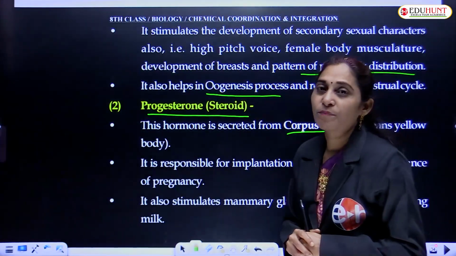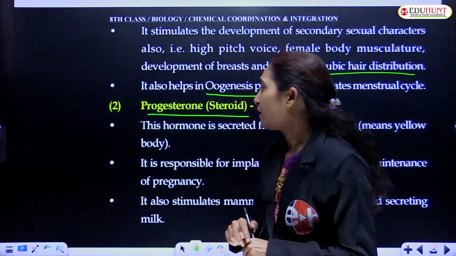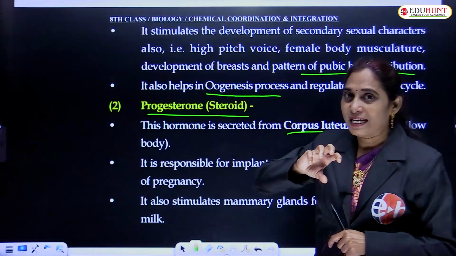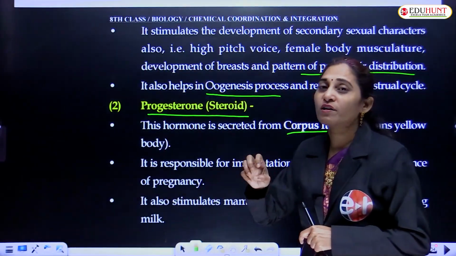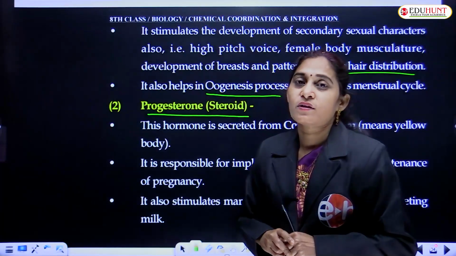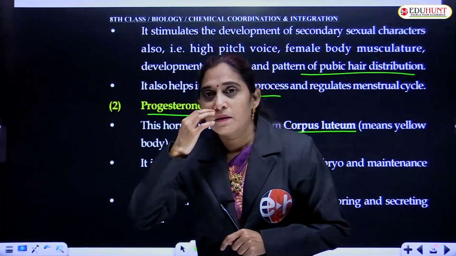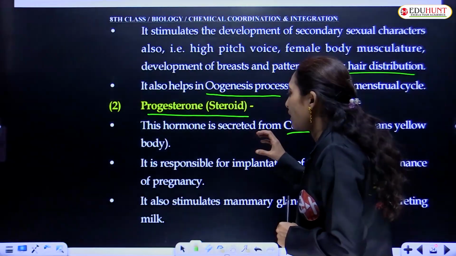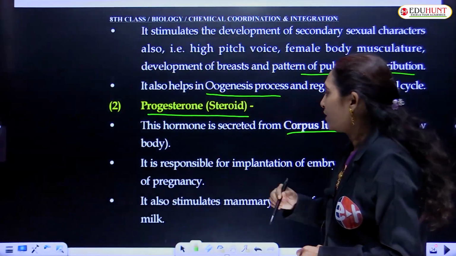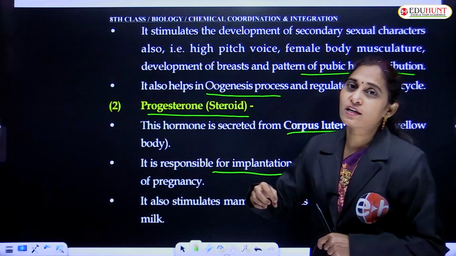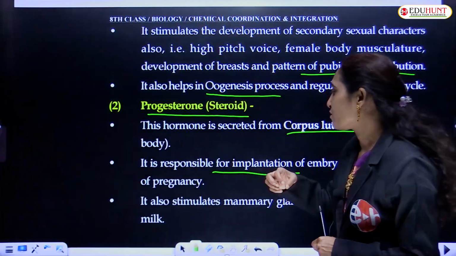If there is no embryo in the uterus, that is, when the Graafian follicles release the mature egg, if it is not fertilized by the sperm, they will get aborted. After fertilization, this hormone takes care of implantation of the embryo and also maintenance of the pregnancy.